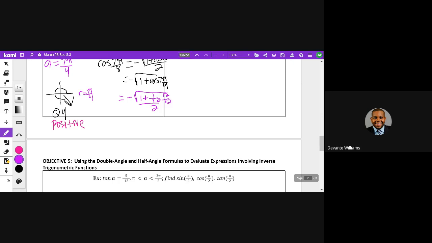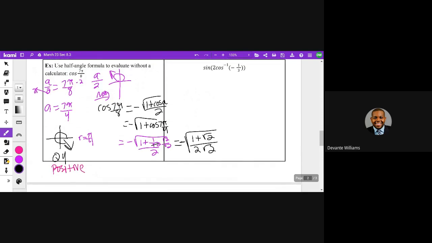All right. So that one cancels out. So now we have the square root of (1 plus the square root of 2) all over 2 times the square root of 2. That's an answer. And it should be what? Negative. Remember, it's negative. So negative square root of (1 plus square root of 2) over 2 times the square root of 2. That's an answer. So take some time on your homework to practice using the half angle formulas. Let's do one more. Flip to the back.